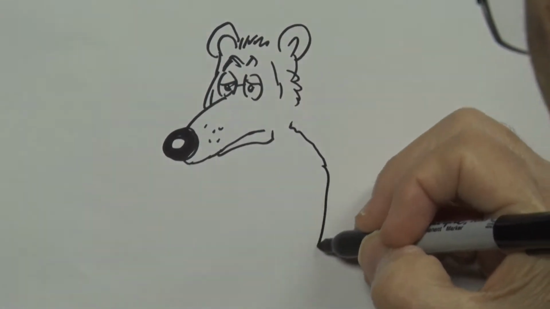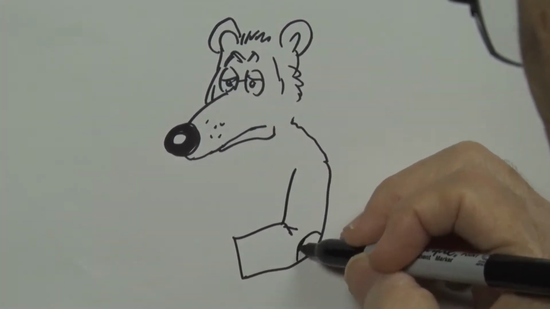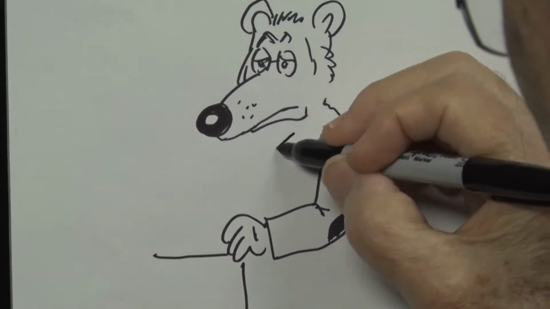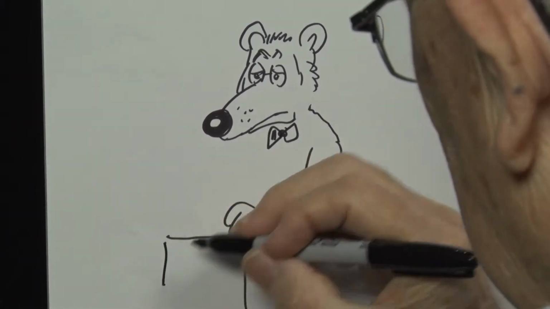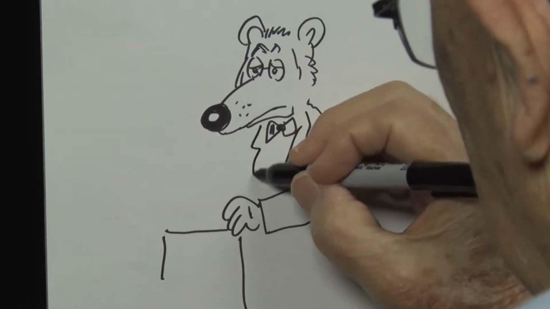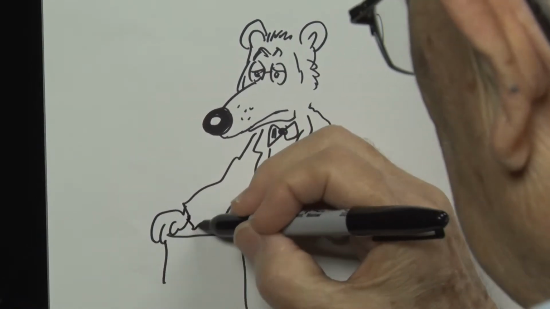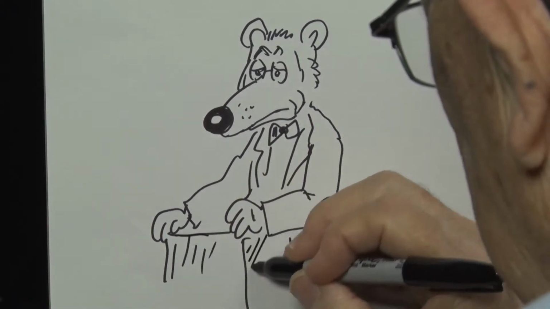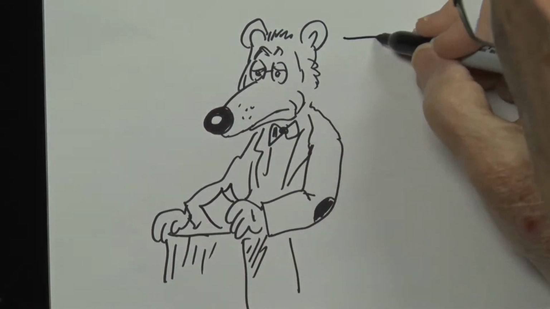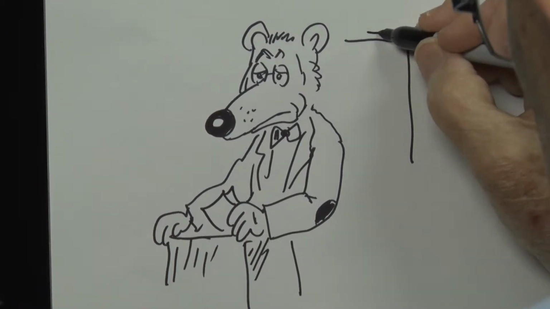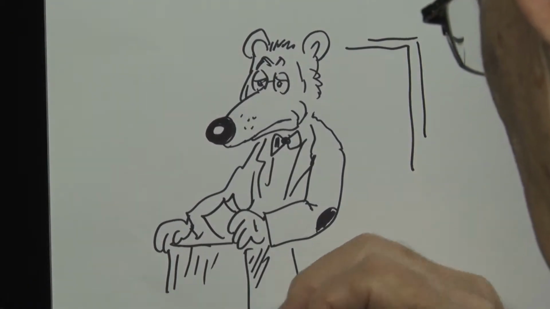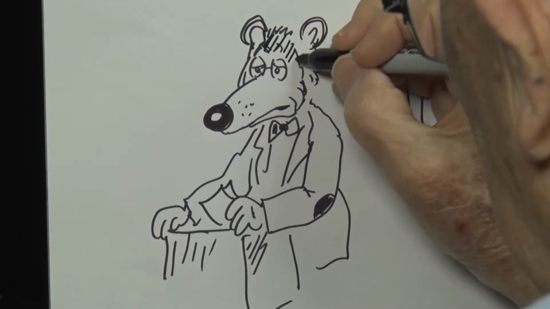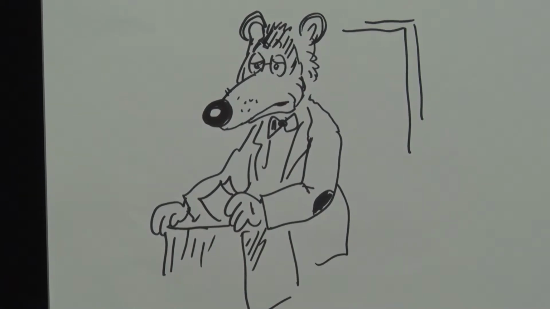A professor might be found at a lecture stand. He's before a classroom of eager students. I don't know if they're eager or not, but after all, he's a bear. He could be quite good at enforcing discipline in his classroom. So he's got some class notes, and behind him is a chalkboard or a map or something, and he's holding forth on some subject. So there's a professorial bear.